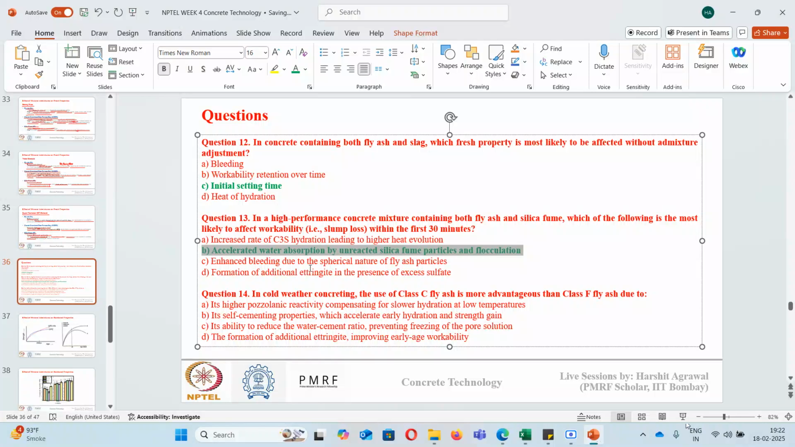So why? Because silica fume is highly reactive and it has a very high surface area, which means it quickly absorbs water. However, flocculation can also occur, which significantly reduces the workability within minutes, which can't be properly controlled by the superplasticizer. Because of such high reactivity, flocculation of the fine products can occur. So that's why the answer will be B. The most likely effect on workability is due to the accelerated water absorption by the unreacted silica fume and flocculation.